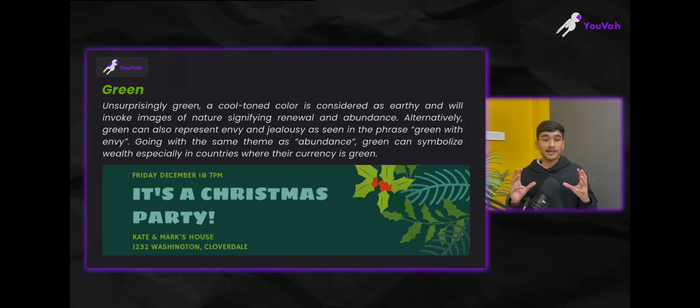Sometimes besides nature, it is also related with abundance. Like Spotify has millions of songs in it, so it shows that abundance, right? It also symbolizes wealth, especially in countries where they have green currencies, or more greenery, so those countries also often use green as a symbol. Like in our Indian flag, we have orange, white and then green. So green symbolizes agriculture, forest, greenery, right?